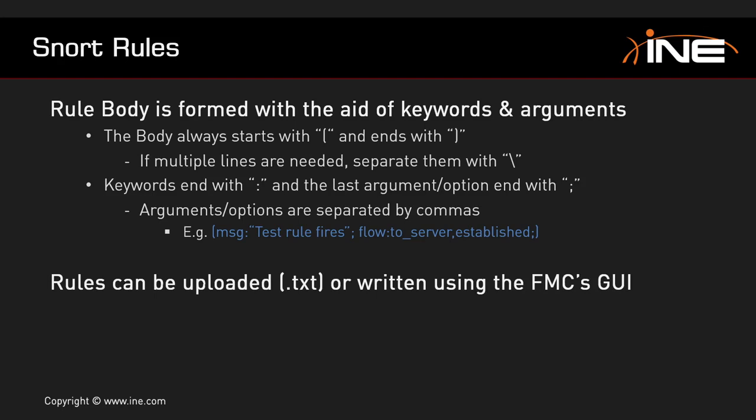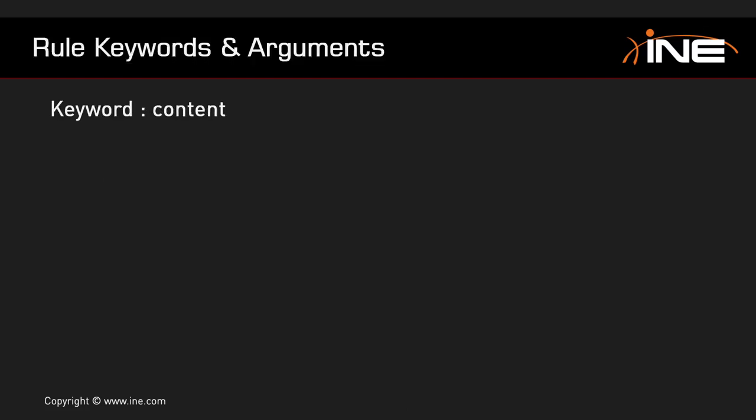Okay, the rules themselves can be uploaded from a text file. So we can use a notepad to build the rules, or a much more user-friendly method is going to be to use the rule editor on the FMC's GUI. This is what we will actually focus on in our next session. To finish, I'm going to quickly look at more important keywords and their arguments.